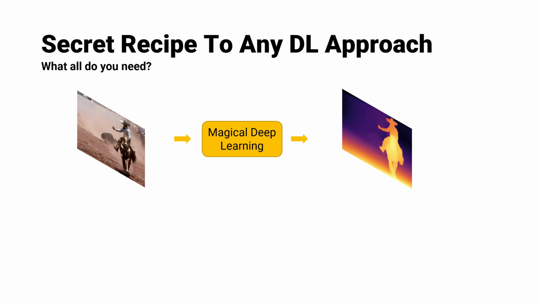So the question is, what is the secret recipe to a deep learning approach? What do we actually need to enable this thing to happen? The first thing is we need an input dataset. The input dataset needs to have certain characteristics. The first thing is it should be clean. Second is it should model the distribution we want. And it should be varied enough in the distribution so that we can actually learn the characteristics of that distribution mapping.